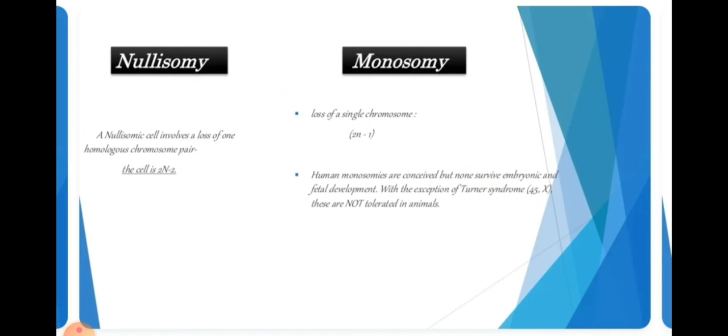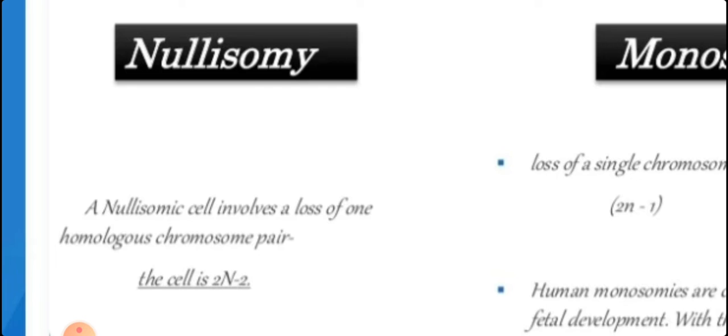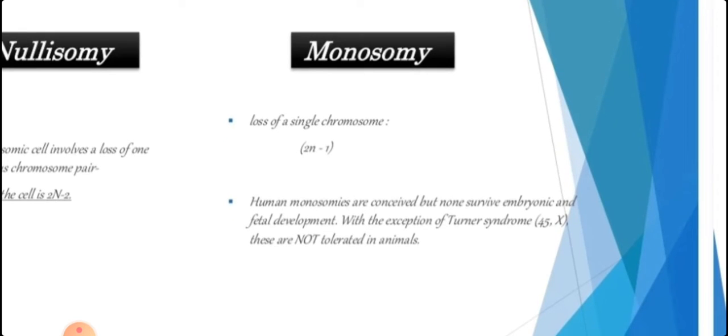Next are nullisomy and monosomy. A nullisomic cell involves the loss of one homologous chromosome pair, so the cell is 2n minus 2. Monosomy is the loss of a single chromosome. Human monosomics are conceived but do not survive embryonic and fetal development, with the exception of Turner syndrome, which is 45,X.